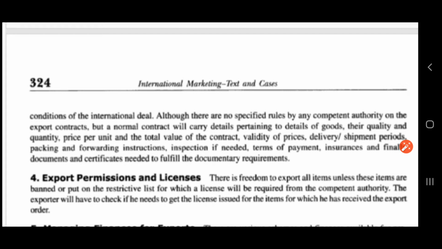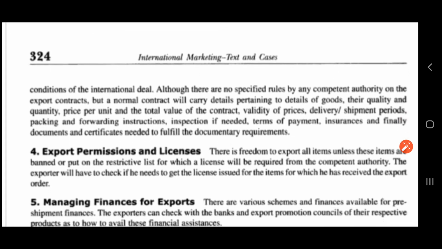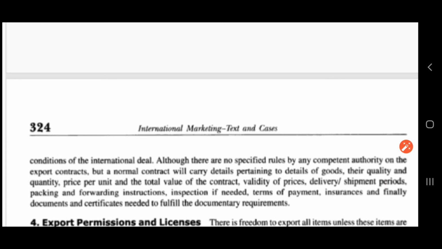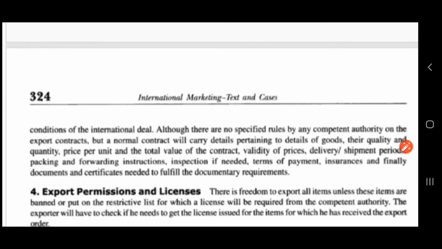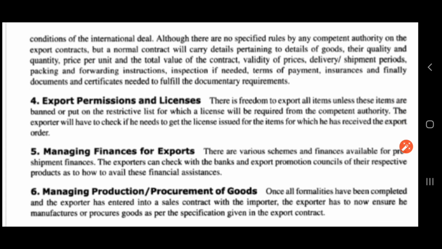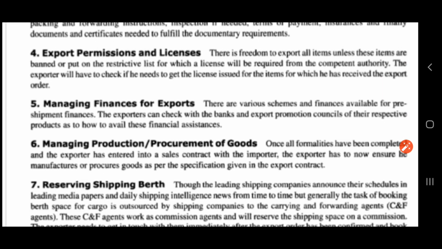All these documents can also be attached and fulfilled by the importer and exporter in this step. So there will be no further disturbances in processing the order. For that, the contractual agreement is compulsory.